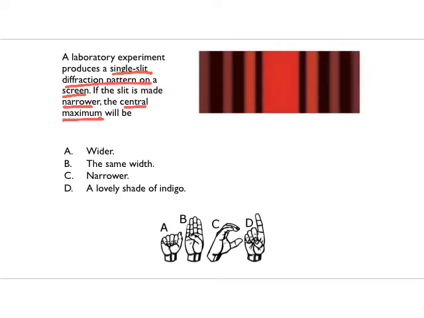What I would do in this case is go to the basic relationship for the width of the central maximum for single slit diffraction. What was that relationship? Remember it, and specifically, how does it depend upon the width of the slit? Think about that. If you take a look at the basic relationship, if I make the slit narrower, the central maximum will be wider. I'll let you fill in the details.